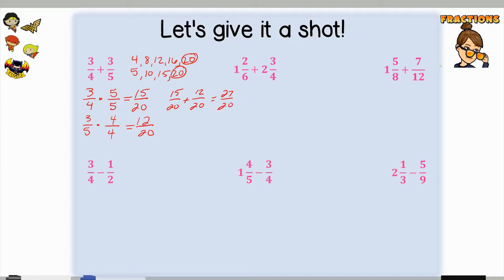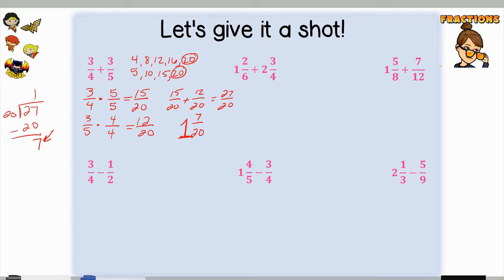27 twentieths. Now I can't leave my answer like this because it's improper, so I have to take my 27 and put it into groups of 20. That'll make one group, and it'll use 20 pieces when I make that one group. I'll be left with 7. So that tells me that this is one whole group with 7 pieces left over out of the 20 that make a whole group.